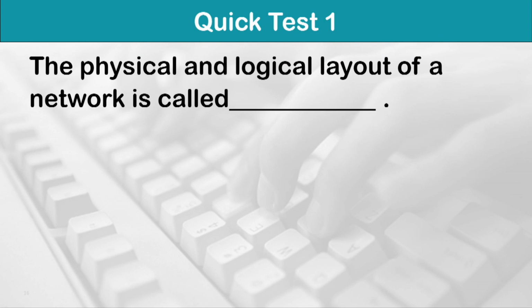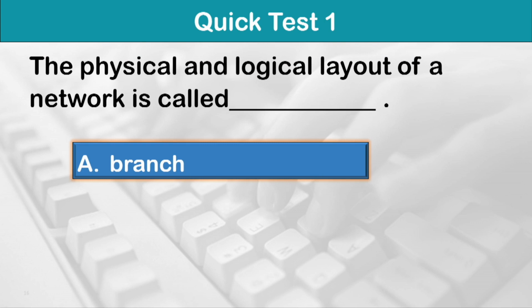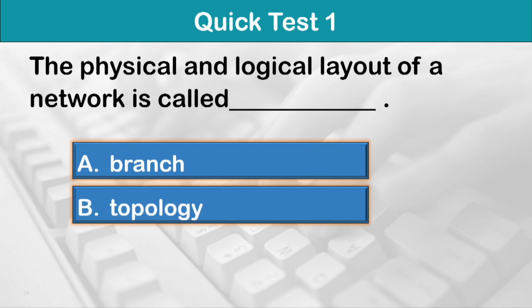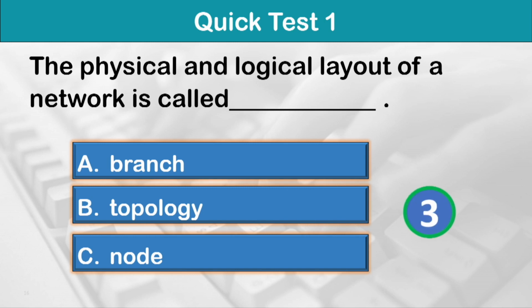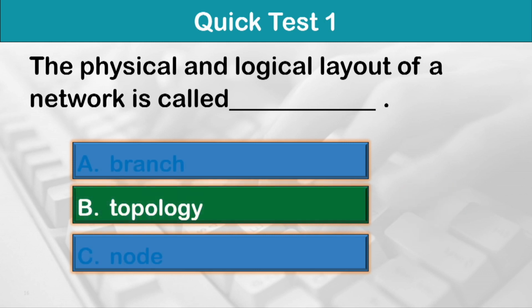Now, to evaluate what you have learned today, let us do a quick test. Read the following questions carefully. You will have about 3 seconds to give your answer. The physical and logical layout of a network is called branch, topology, or node. The answer is topology. The physical and logical layout of a network is called topology.